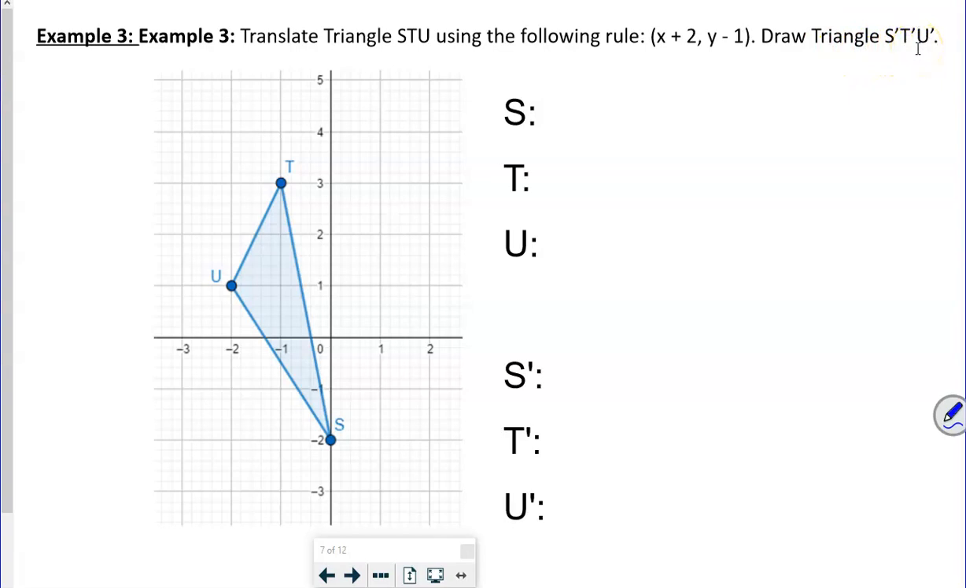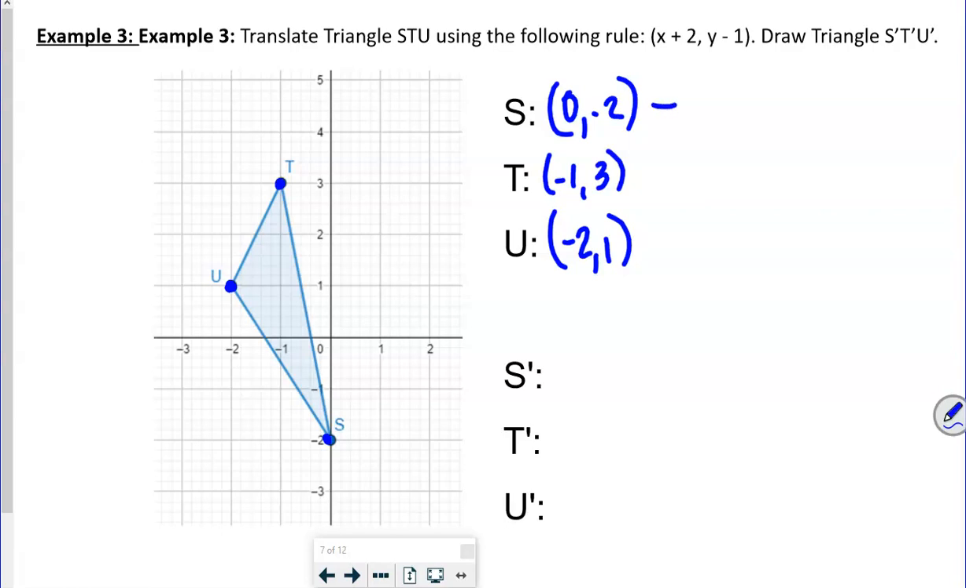So first of all, let's find these points. So this point right here, S, is what? 0, -2. Okay. What about our T? This one is -1, 3. And then what is our U? -2, 1, right? -2, 1. Okay, so now when we talk about doing this, we're going to take the x values and we're going to add 2 to them.